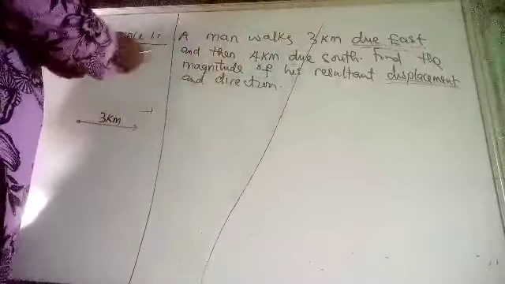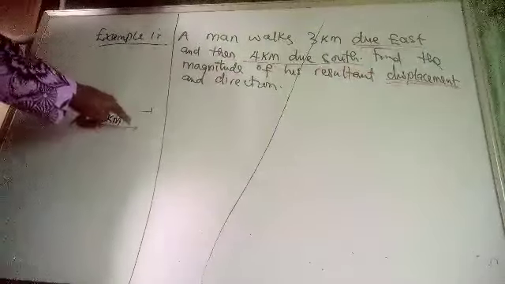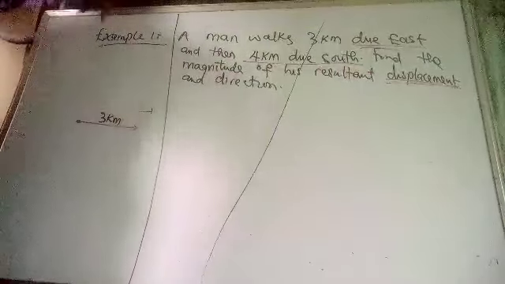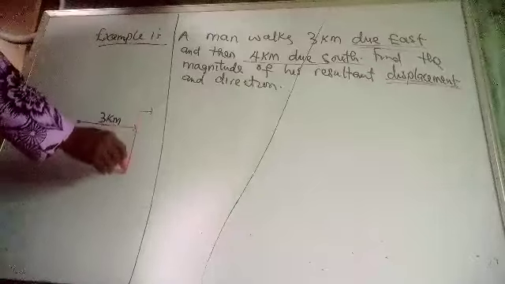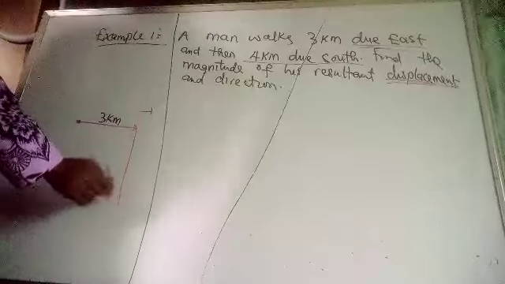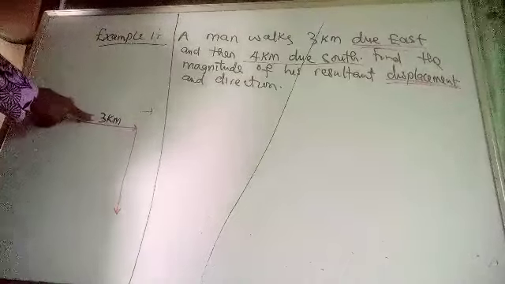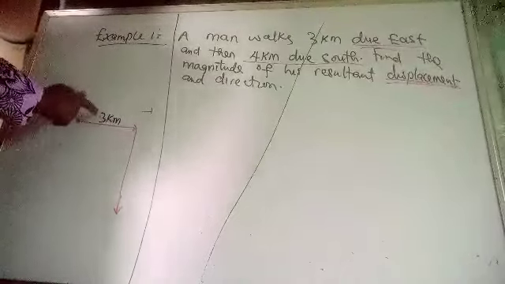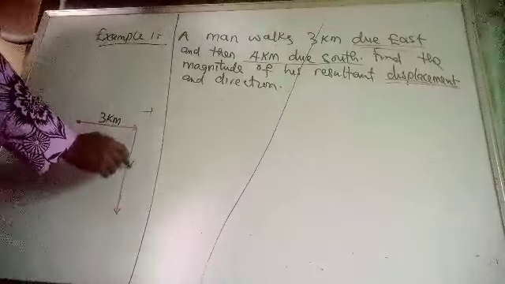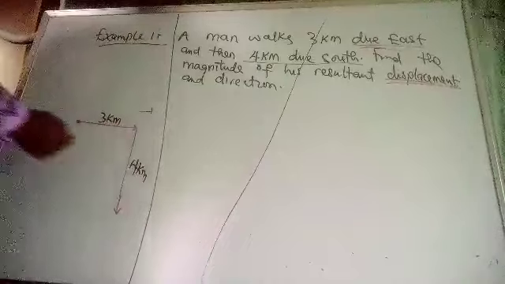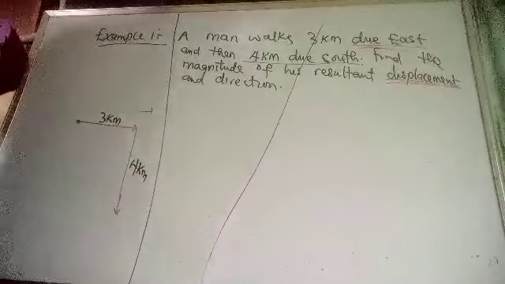And then 4 kilometers due south. And that means from where it stops here, it goes towards the south. That means turns this way. But the line of 4 must be longer than the line of 3. Please take note of that. That is part of what they mark in any examination. So this is 4 kilometers. Let's represent that. Now, we have to find its resultant.